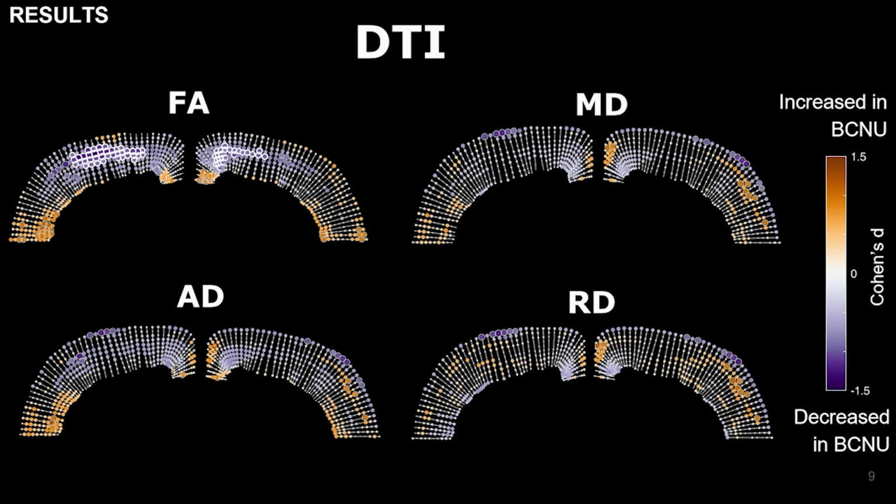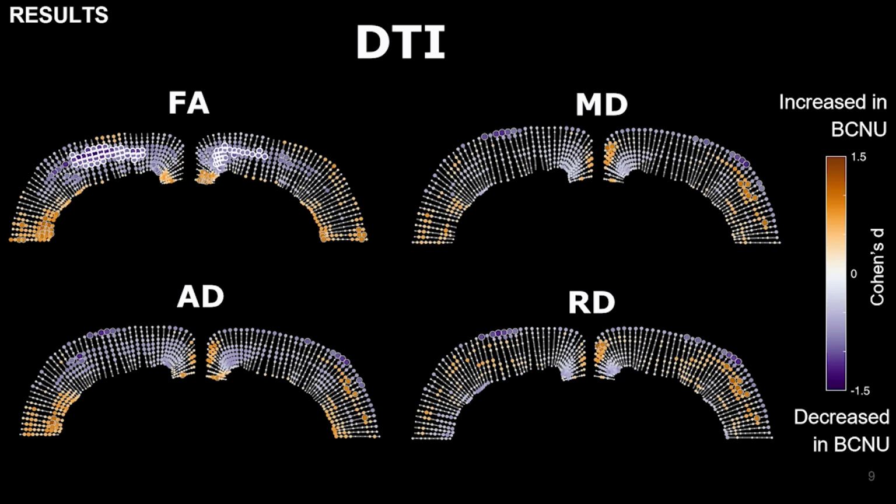Among the results from the DTI model, the greatest difference corresponded to FA. The white circles represent statistical significance at cluster level, and you can see here a reduction of the FA in the BCNU group in both hemispheres.